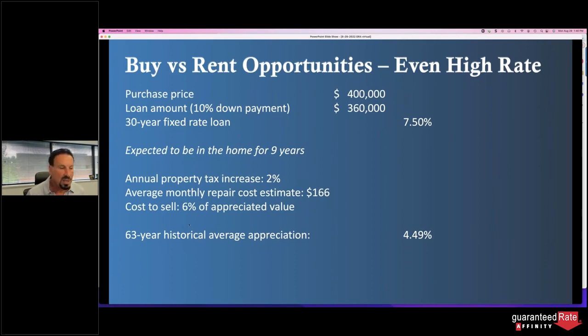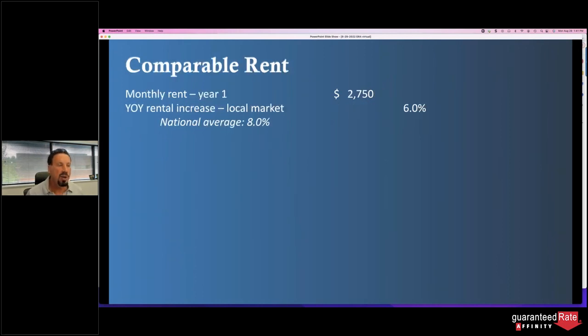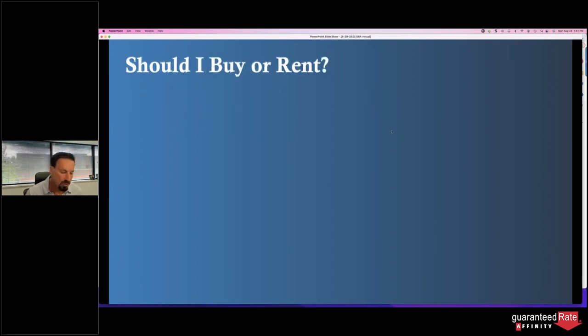Now, for the last 63 years, the historical rate of appreciation has been about 4.5%. So let's say that continues over time. On the rental side, I think you'd agree, you can't get a $400,000 home for $2,750 a month in rent. Can't get it. But where it's normally going to be well over $3,000 a month, let's say you're getting this as a steal. And we know the average rents are going up in the US at 8%, but let's just say that you put a deal together with your landlord where the maximum increase will be 6%. So should you buy or rent?